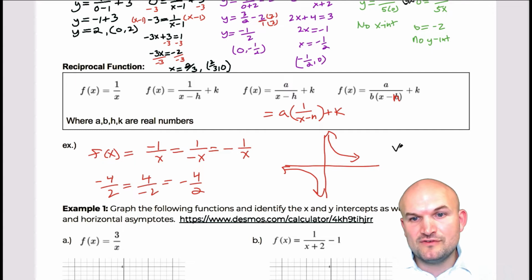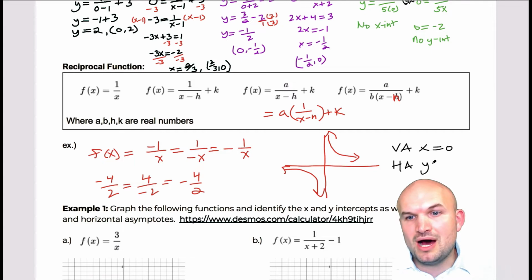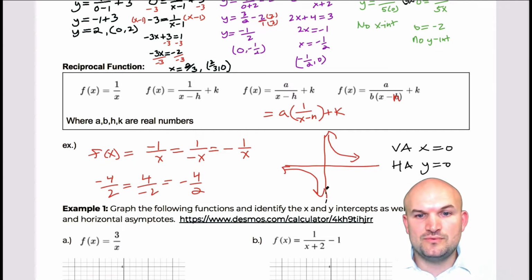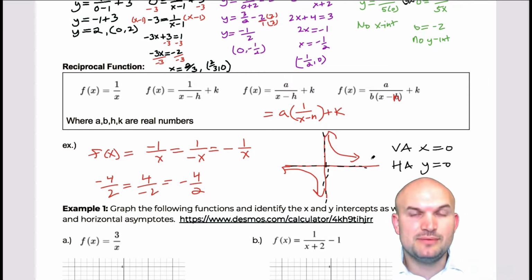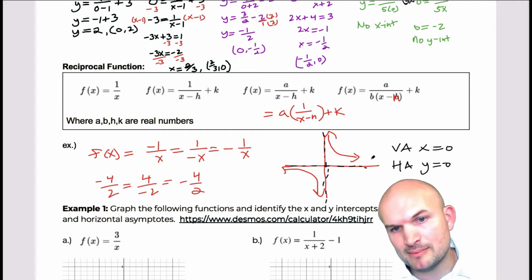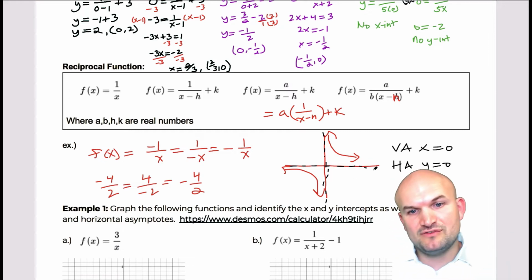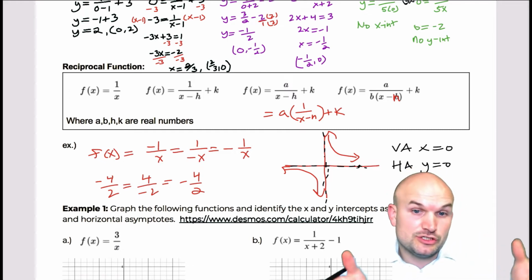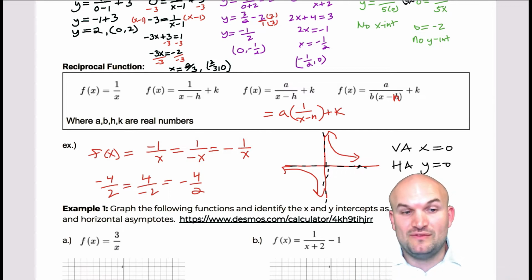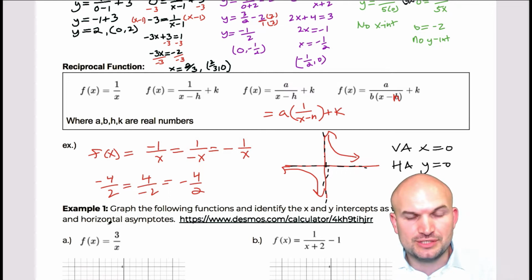It does have a vertical asymptote at x equals 0 and a horizontal asymptote at y equals 0. So this graph approaches these vertical and horizontal asymptotes. So there's the parent function, important things to remember. Obviously, if we're going to be shifting the graph left or right, you're going to be shifting the asymptotes as well. And that's important when we get into the graphing portion.